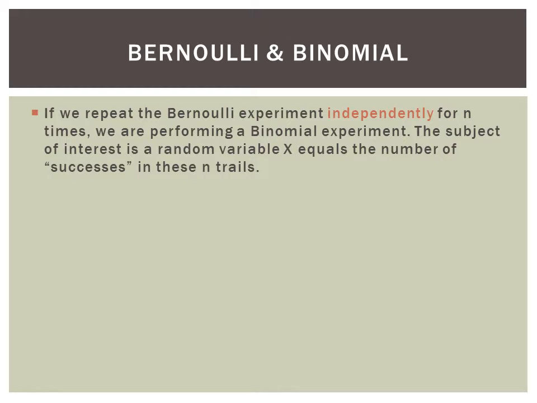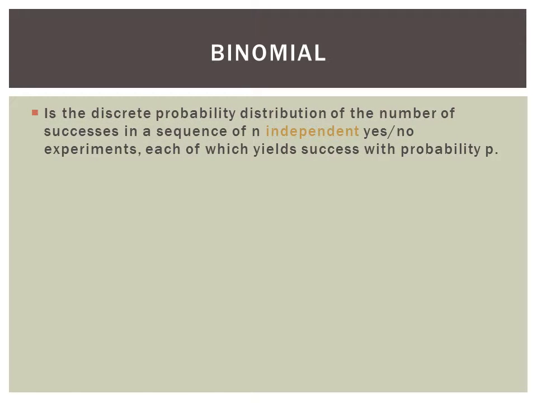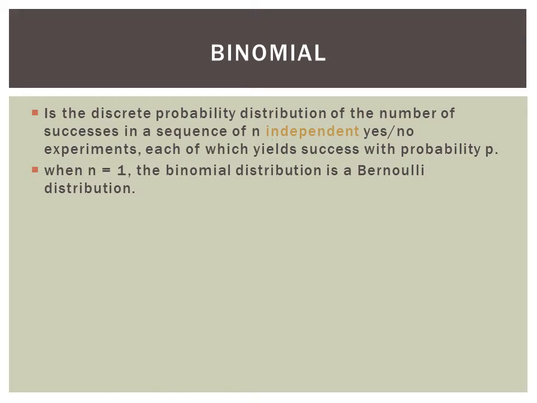If we repeat the Bernoulli experiment independently n times, we are performing a binomial experiment. Binomial distribution is the discrete probability distribution of the number of successes in a sequence of n independent yes or no experiments, each of which yields success with probability p. When n equals 1, the binomial distribution is a Bernoulli distribution.